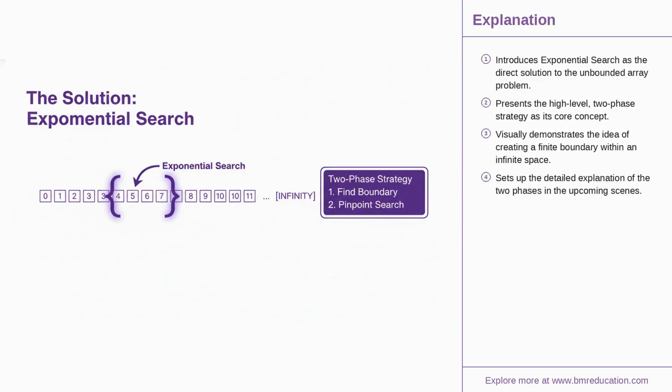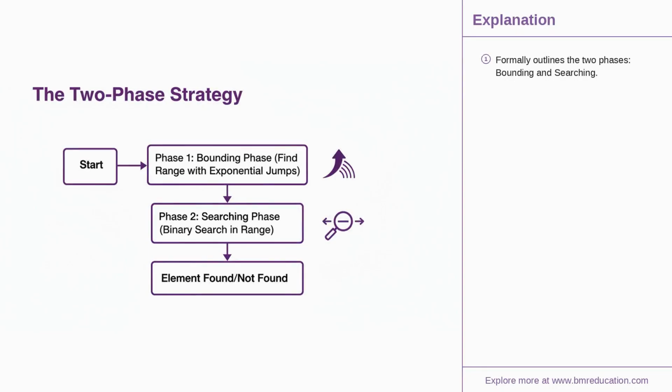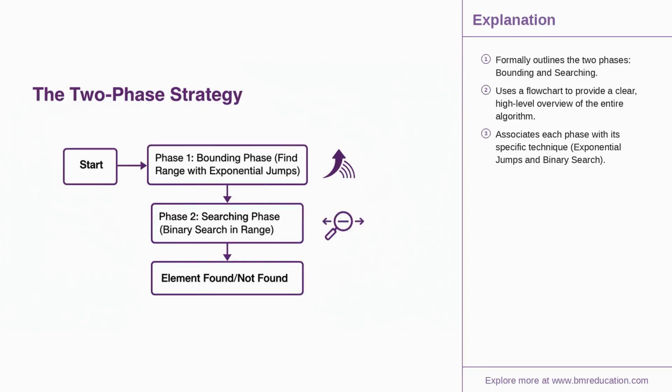It's a brilliant two-phase strategy. It doesn't try to search the whole infinite list. Instead, it cleverly finds a small, manageable boundary first, and then performs a pinpoint search within that boundary. Let's break down this strategy. The magic of exponential search lies in its two distinct steps. First, the bounding phase rapidly finds a small range where our target element could be. Then, the searching phase uses the classic binary search to find the element within that range.